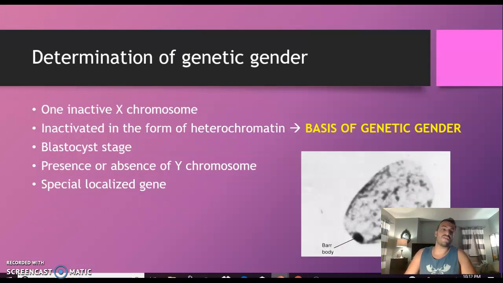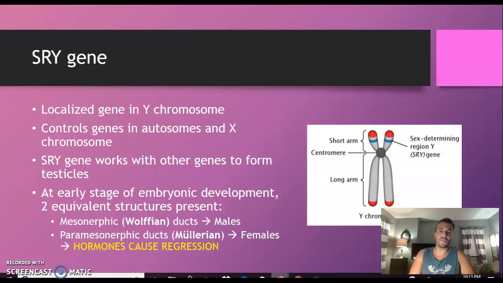In the female, there is one inactive X chromosome, and it is inactivated in the form of heterochromatin. Heterochromatin is transcriptionally inactive, and it is the basis of genetic gender. This occurs very early on in the blastocyst stage. It's important to note, too, that the presence or absence of the Y chromosome is one of the determining factors of gender. The reason for this is that the Y chromosome has a special localized gene that we'll get into, and this gene is known as the SRY gene.